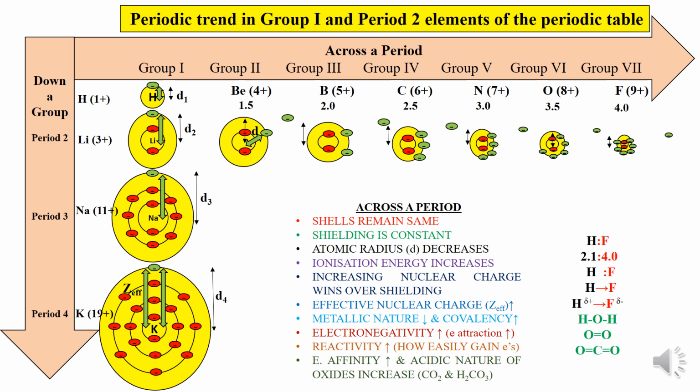In case of oxygen molecule, two pairs of electrons are mutually shared between the two oxygen atoms, resulting in formation of two covalent bonds. So covalence increases across a period. So what about electronegativity? So electronegativity increases across a period.